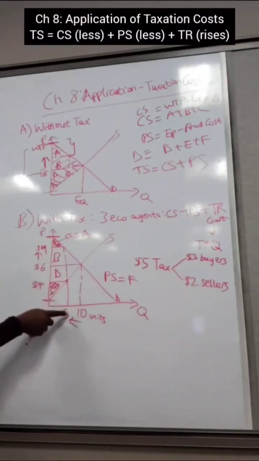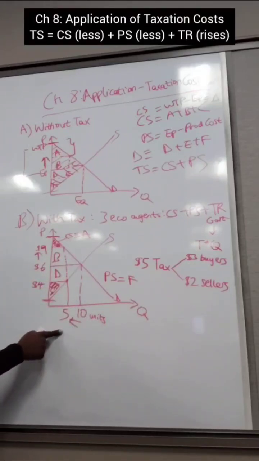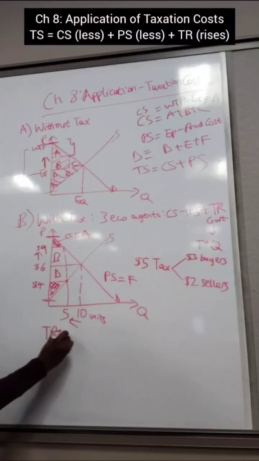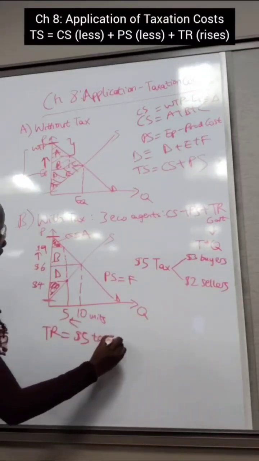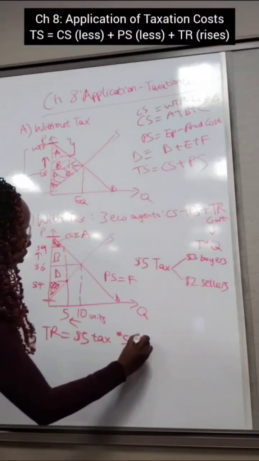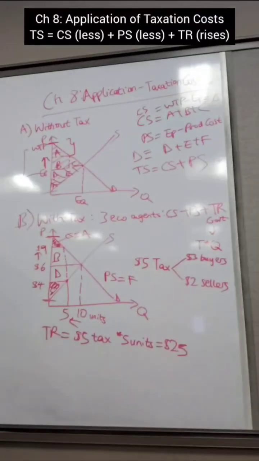So the quantity that's being sold is just when you drag it down here at this new price of $9 and $4, you see that only 5 units are being sold, right? So therefore, the tax revenue is going to be equal to $5 tax times 5 units being sold, basically equal to $25, right? So you see that the government is getting $25.